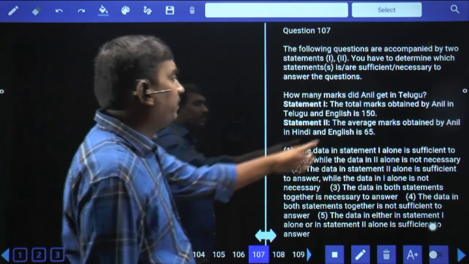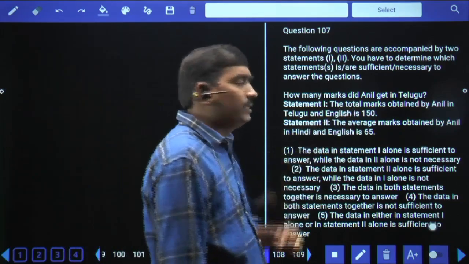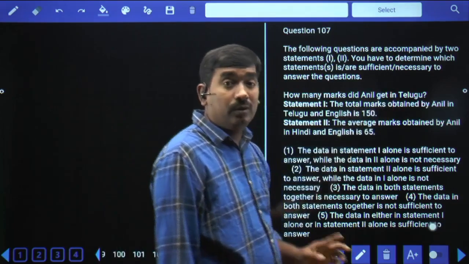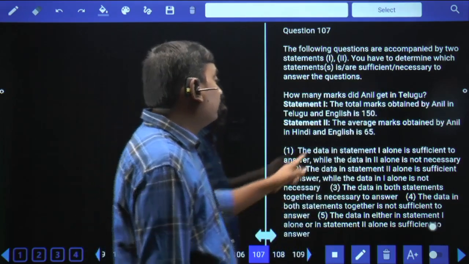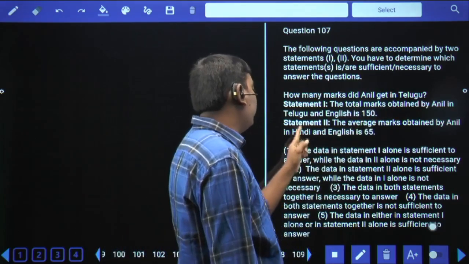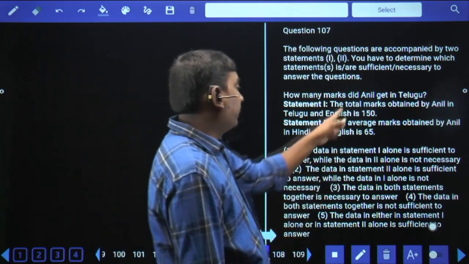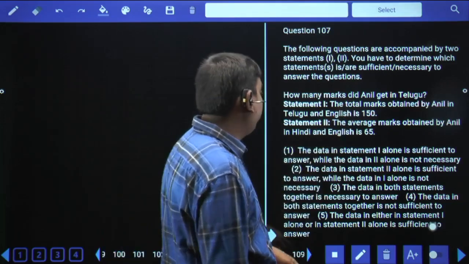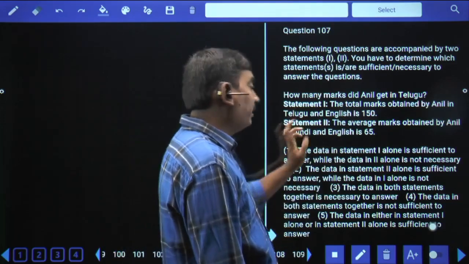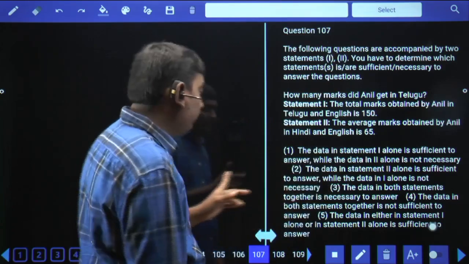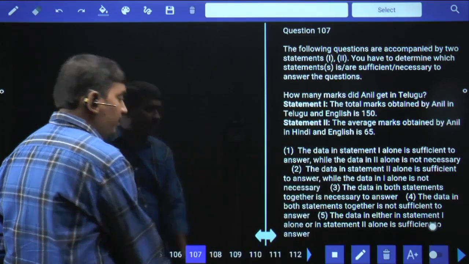How many marks did Anil get in Telugu? The total marks obtained by Anil in Telugu and English is 150, but we need to find Telugu alone. 1 alone is not sufficient. The average marks obtained by Anil in Hindi and English is 65. 2 also is not sufficient. By combining 1 and 2, if we subtract, we will get Telugu minus Hindi. Without knowing Hindi, we can't say how much Telugu is. Neither 1 nor 2; both are not sufficient to get the answer.